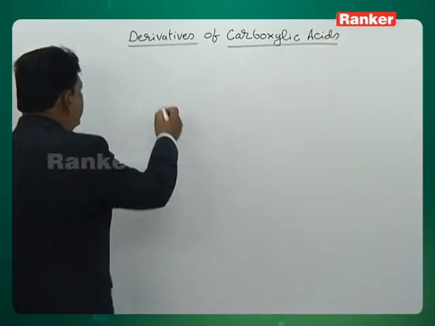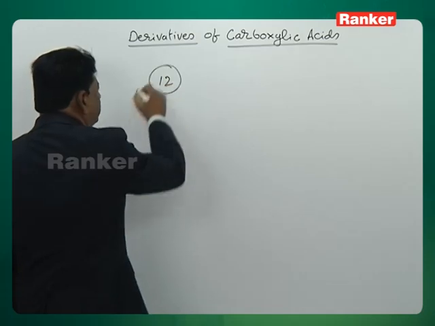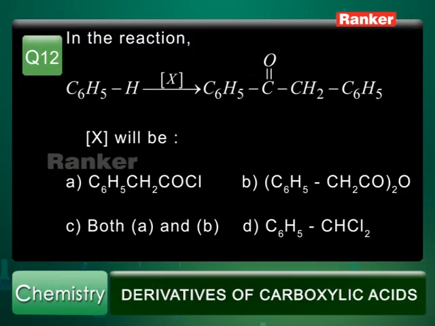So let's go to the next question, the 12th question. In the reaction given, benzene, C6H5 with hydrogen, means ordinary benzene. Reaction with compound X gives benzene containing a CH2CO group, a sort of acylation taking place on the benzene. It is a Friedel-Crafts acylation reaction.